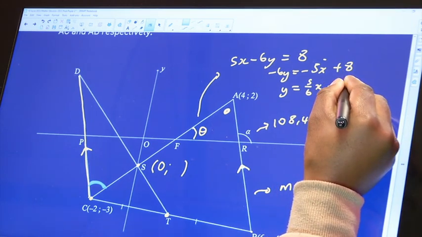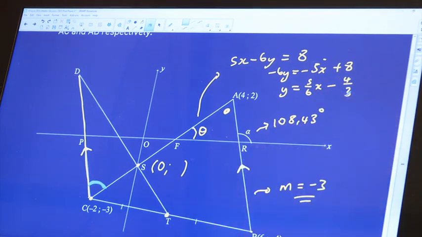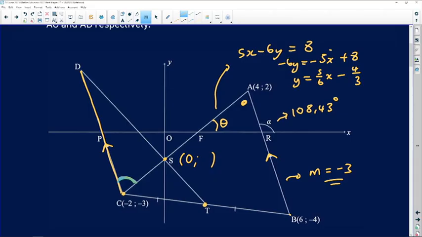Okay, negative 4 over 3. Is it 4 over 3? Yes, it happens to be 4 over 3. And we're happy with that because that's actually the coordinates of S. We know we found the coordinates here as negative 4 over 3 for S. So it makes sense that the y-intercept of the line AC would be negative 4 over 3.